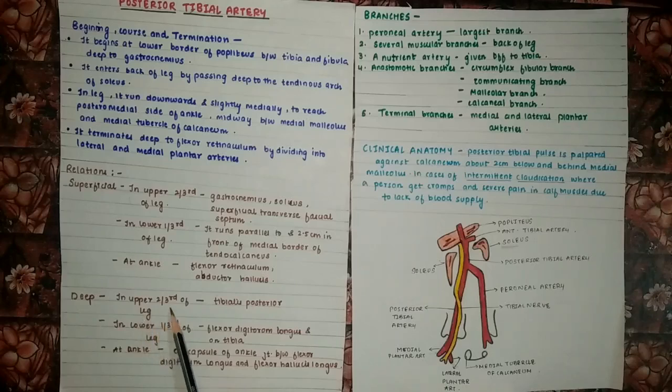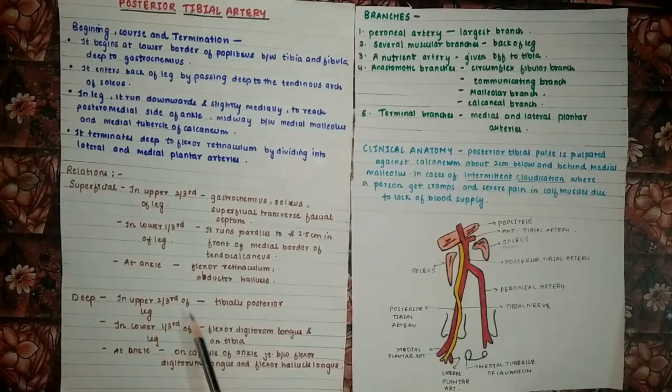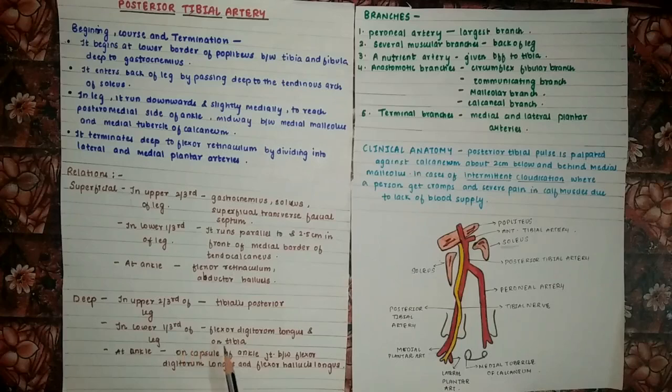Deep relations: in the upper 2/3 of the leg it is related to tibialis posterior. In the lower 1/3 of the leg, flexor digitorum longus and tibia. At the ankle, capsule of the ankle joint between the flexor digitorum longus and flexor hallucis longus.